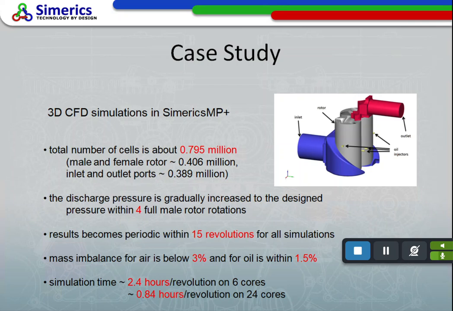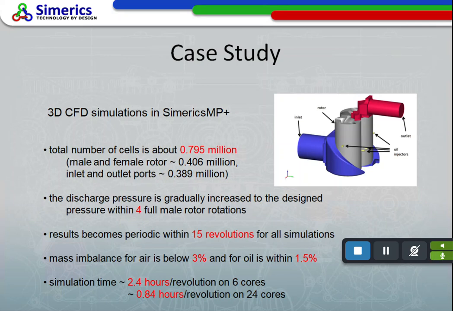Here is the overview of the 3D CFD simulations in Simerex MP+. The total number of cells, including the ports and the rotors, is about 0.8 million. The male and female rotors are about 0.4 million. For the inlet and outlet ports, it's about 0.4 million cells.